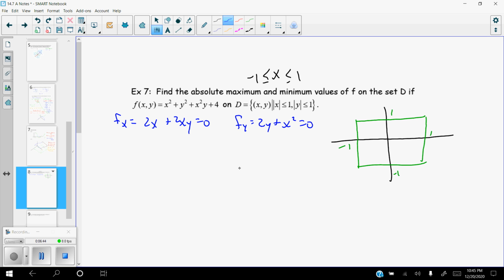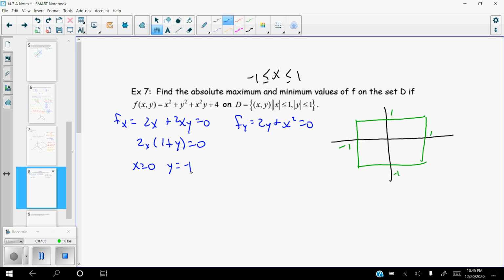Actually, we don't have to now that I'm thinking about it, because if you look at fx, you can factor a 2x out of there, and then you're left with 1 plus y equals 0. Well, that means that x is going to equal 0, or y is going to equal -1.